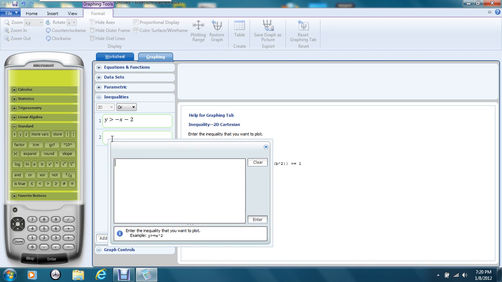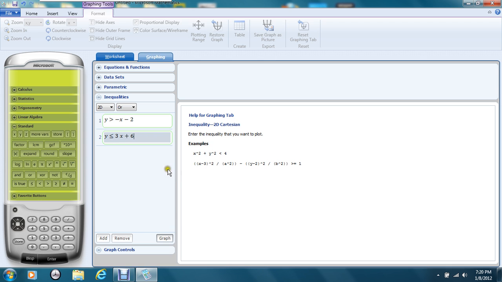And the other inequality is y is less than or equal to 3x plus 6. To do that on most graphing programs, you hit the less than sign, then the equal sign, and it becomes less than or equal to. And I'm going to enter that.